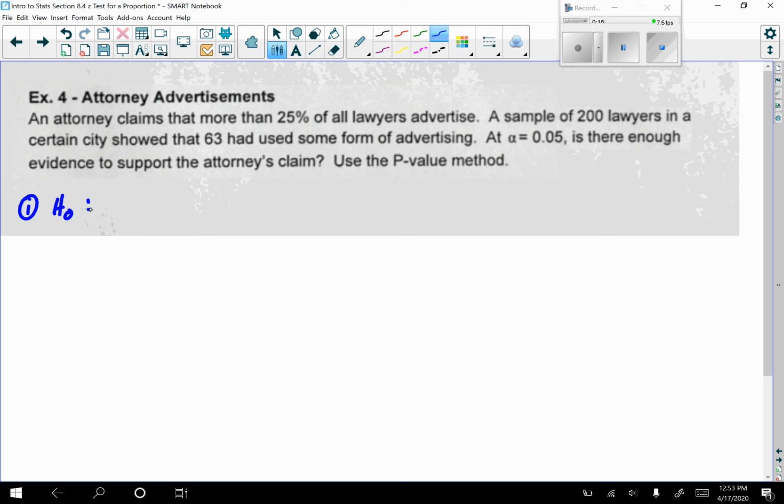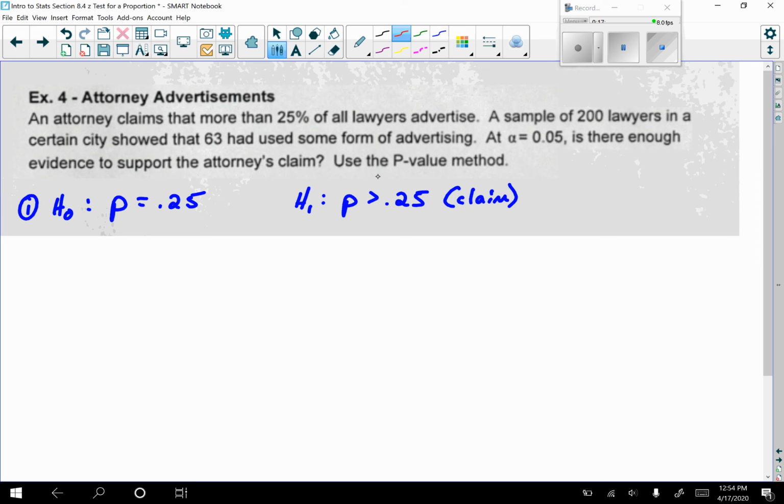All right, so here the null hypothesis is going to be that p is equal to 25%. The alternative is that p is going to be greater than 25%. Because again, it's just saying that an attorney claims that more than 25%, so that's what we're looking at here, which makes this alternative hypothesis the claim.